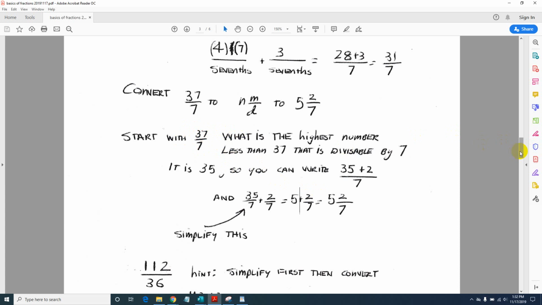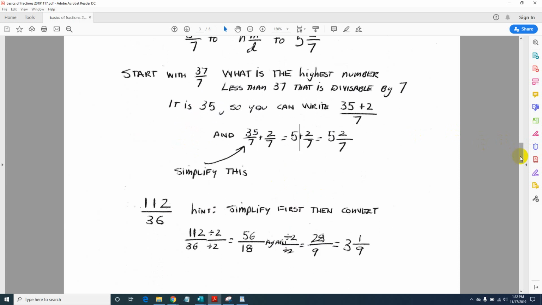Okay? Now, you could save yourself a little bit of heartache if you have a problem like this, 112 over 36. It's a real pain to say, well, how many 36ths are there in 112, and 111, 110, 109, 108? So if you have numbers like this, notice that you could simplify them first, right? They're both divisible by 2. So definitely do this. Make it simplest form before you try to convert it to a mixed number. Always get confused between the mixed number and the improper fraction, as you can tell.